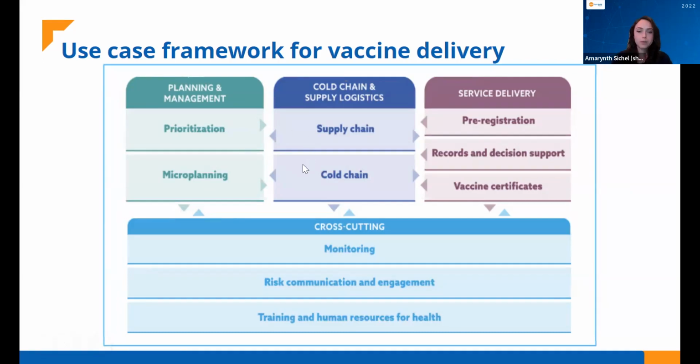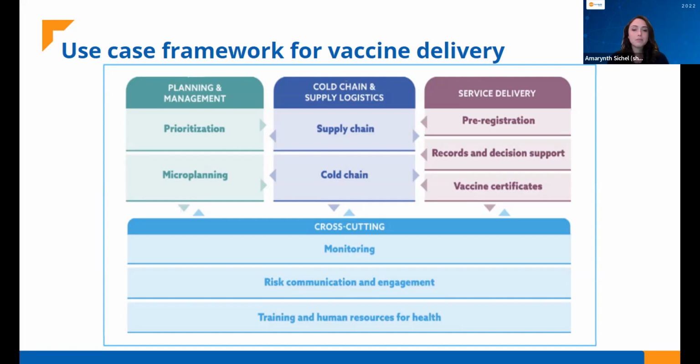And then moving one step over to the right, we've got cold chain and supply logistics, which, as you would expect, includes supply chain and cold chain. So making sure you have what you need at the right place and that you have the ability to keep it at the right temperature. Then moving one step over, you've got service delivery over here, which encompasses pre-registration or letting people enroll in advance to get their vaccines. You've got records and decision support, which deals with solutions that can document the immunization event and also provide some form of logic-based workflow to support health workers, and certificates, which can provide verifiable evidence of vaccination status.